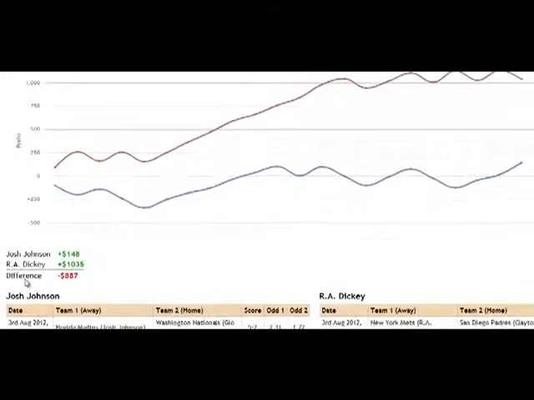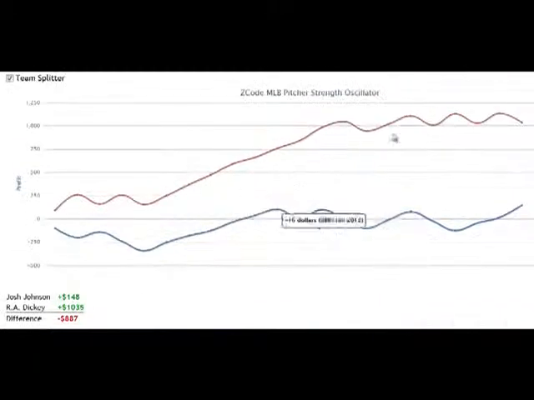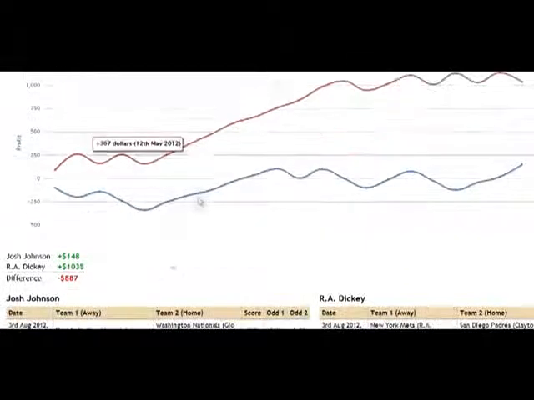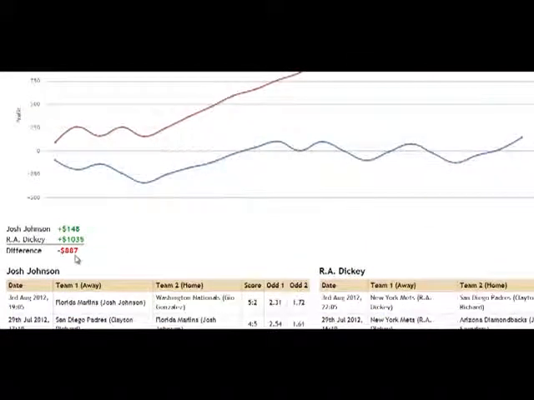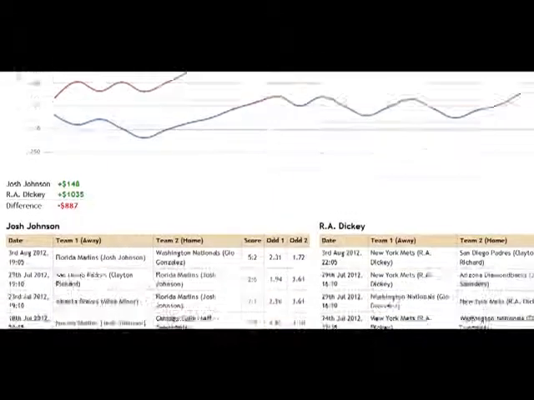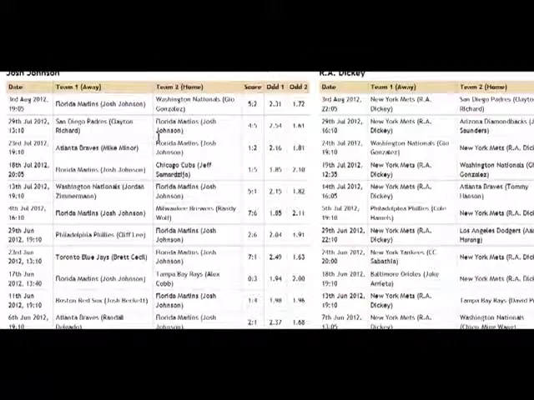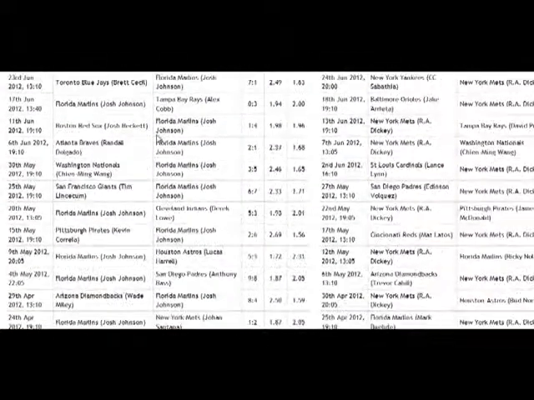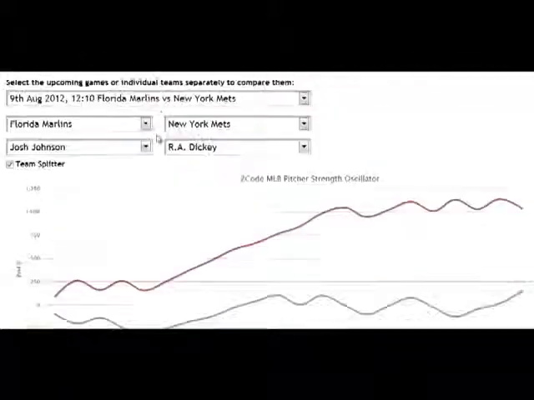Now let's scroll down, and here on the left, you can see Josh Johnson is only around break even. He made only $100 after so many games. And R.A. Dickey made over $1,000. However, he hasn't been very sharp lately. The difference is very big, and this tells us that probably R.A. Dickey should win this game and Josh Johnson should lose. And below, you can also see the previous games with these pitchers. So this is very helpful.